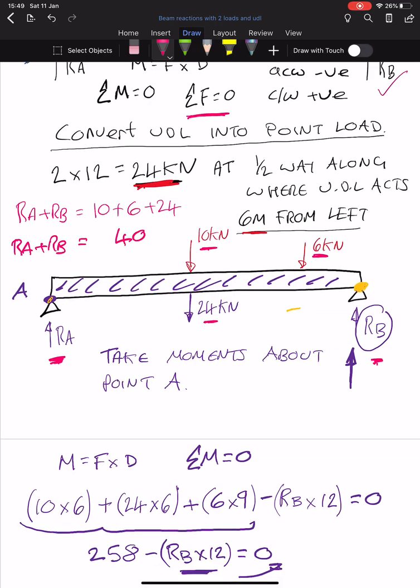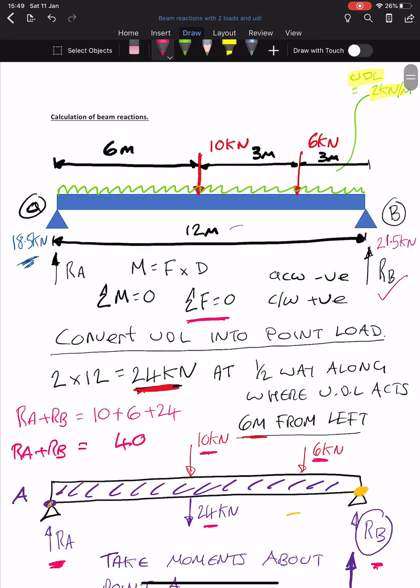So that's calculating reactions on a simply supported beam with 2 point loads and a UDL. Hope that helps a bit. Over and out.